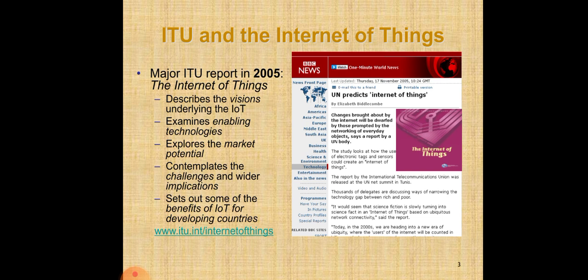Here I discuss the major ITU report from 2005. The report describes the visions underlying the IoT, enabling technologies, exposure to the market potential, the challenges and the wider implications, and sets out some of the benefits of IoT for developing countries. This is just an example of the ITU report from 2005. The UN predicts the IoT future.